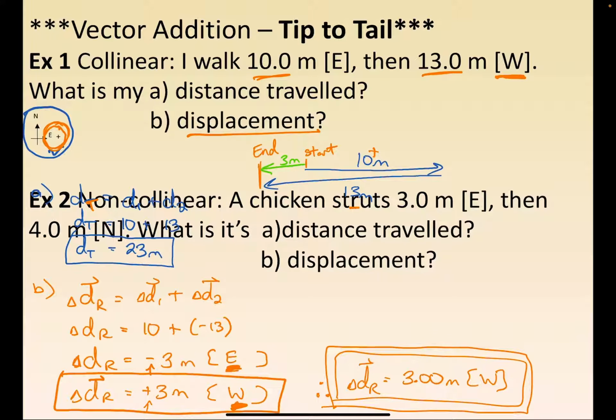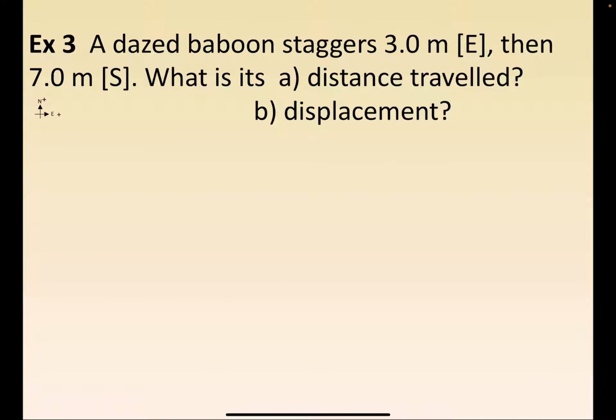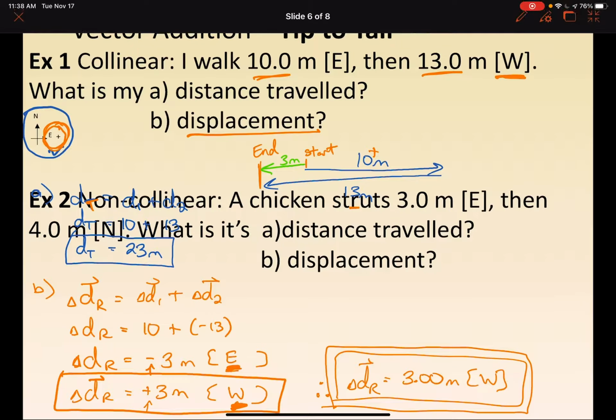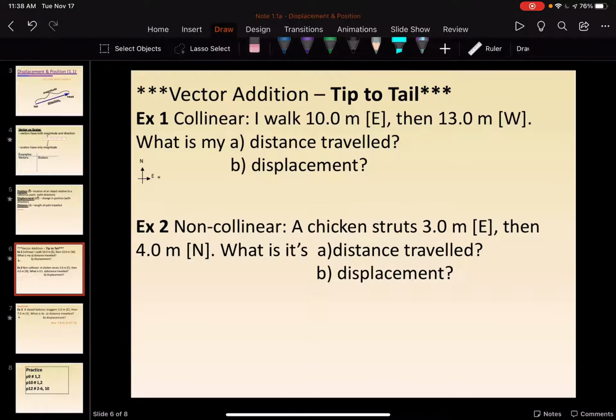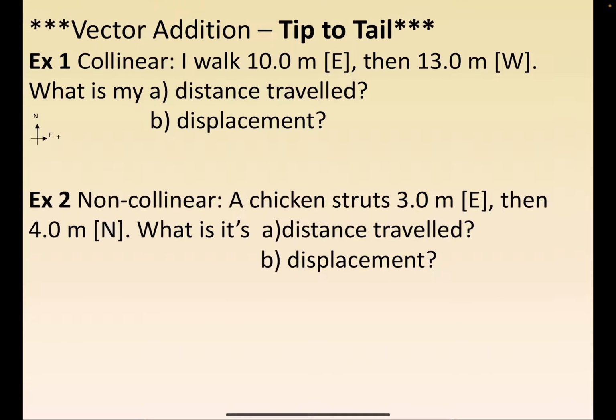Oh, and I wrote all over this question, so let's go out of here. We'll discard the changes. We'll start it again, and we'll get into this one here. Collinear means straight line stuff, so I'm going this way, and then I'm going in a parallel direction this way. Non-collinear, again, imagine the same coordinate system here.